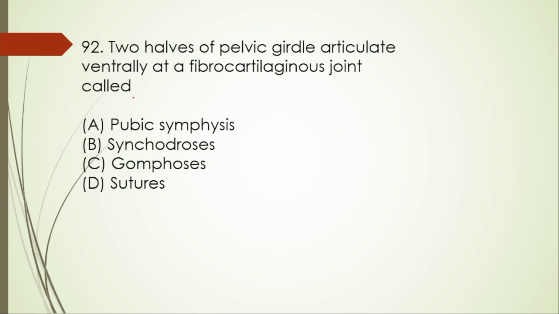Next, 92nd question. Two halves of pelvic girdle articulate ventrally at a fibrocartilaginous joint called A. pubic symphysis. This one itself is right. Two halves of the pelvic girdle meet ventrally, that is at the front, to form a pubic symphysis. This is a secondary cartilaginous joint consisting of a disc called fibrocartilage that connects the two pubic bones.